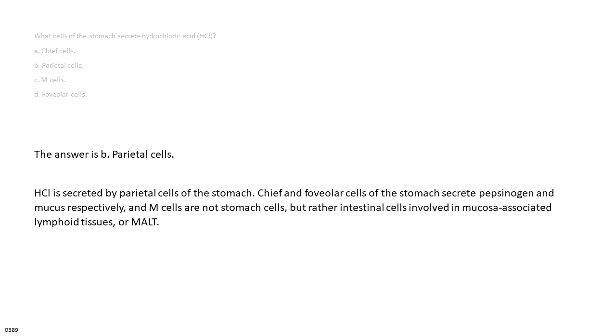HCl is secreted by parietal cells of the stomach. Chief and foveolar cells of the stomach secrete pepsinogen and mucus respectively, and M cells are not stomach cells, but rather intestinal cells involved in mucosa-associated lymphoid tissues, or MALT.